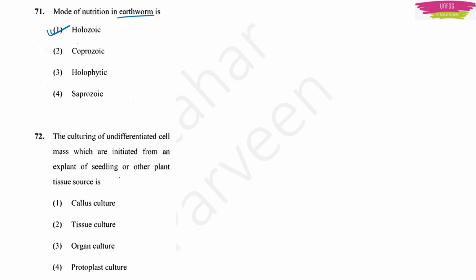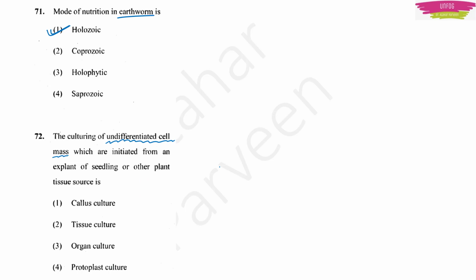Next, the culturing of undifferentiated cell mass. Let's underline this. Undifferentiated cell mass which is initiated from an explant of seedling or other plant tissue source is: option 1 callus culture, option 2 tissue culture, option 3 organ culture, and option 4 protoplast culture.